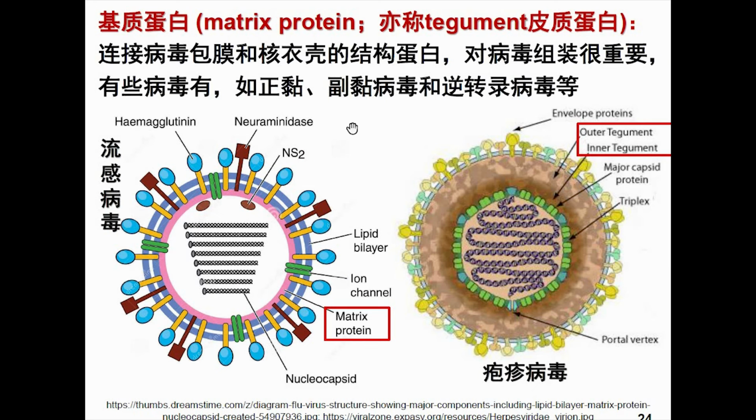Okay. Now matrix protein. Matrix protein is the one which is inside the envelope. So this is the envelope, this is the spike, and inside it here is the matrix protein. It is also called tegument, divided into inner tegument and outer tegument. What is there to learn about this? Nothing. It is present in some viruses, for example paramyxovirus and retrovirus. That's it.